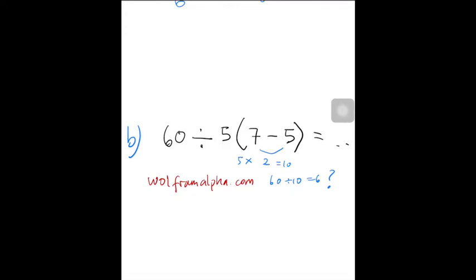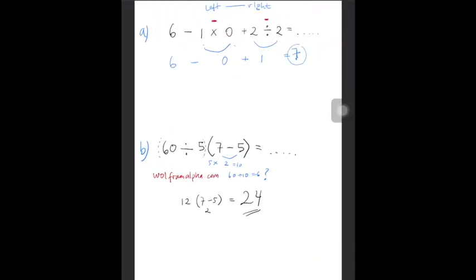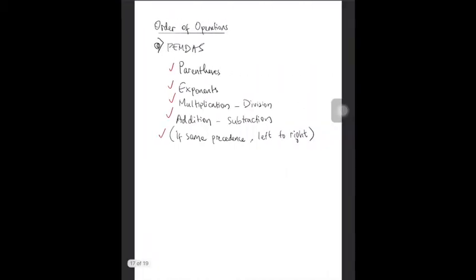If you check Wolfram Alpha or use your scientific calculator, you see the answer is 24, because this actually has parentheses here. So you need to take the parentheses first, so 60 divided by 5 is 12, and then 7 minus 5 is 2. So the answer will be 24. I want you to at least remember this order of operations. The easiest way to remember is PEMDAS: parentheses, exponents, multiplication, division, addition, subtraction, and if same precedence, you go from left to right.